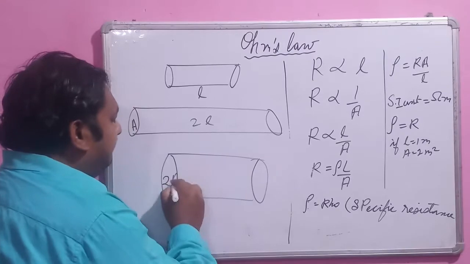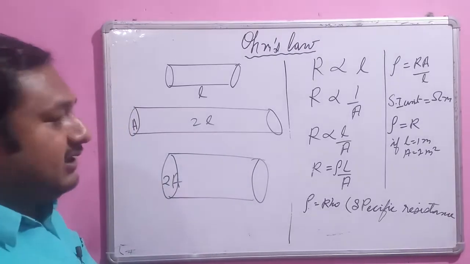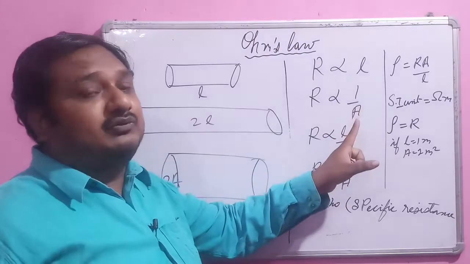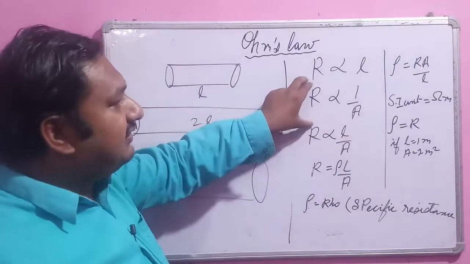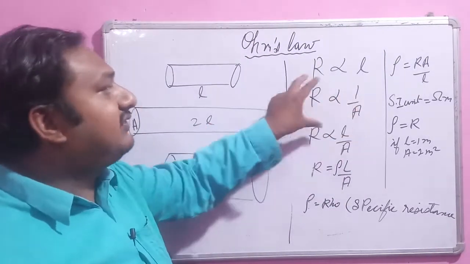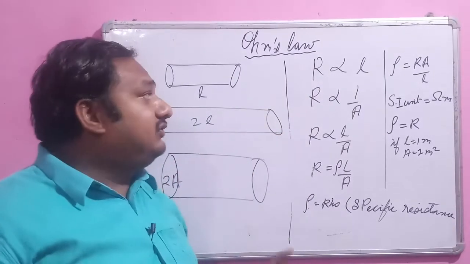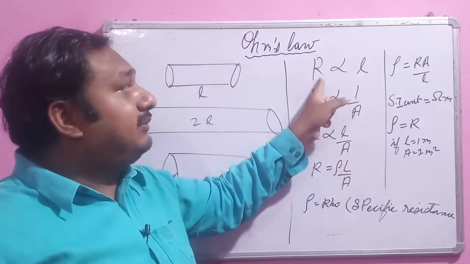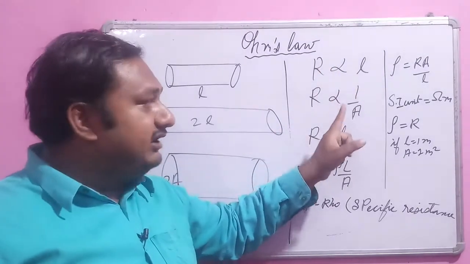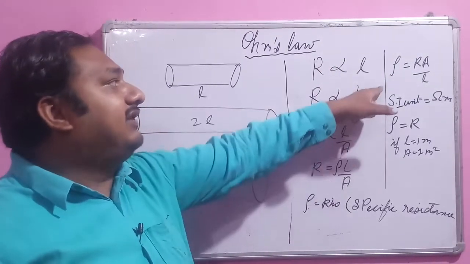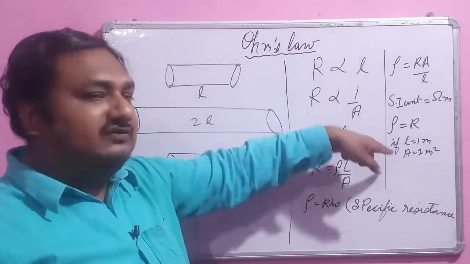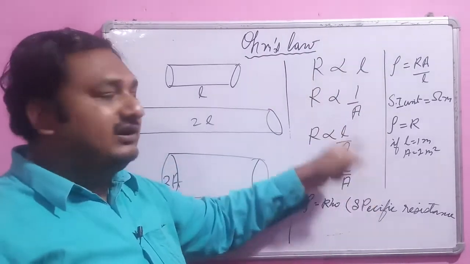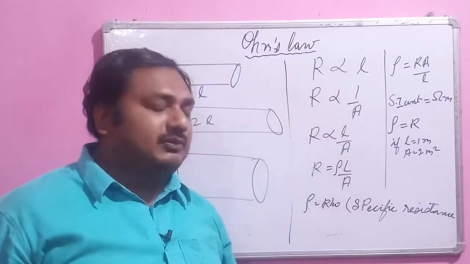compared to the previous wire. Here you can say if area is increased, now area is inversely proportional, which means if area is increased the resistance will decrease, or if area is decreased resistance will increase. So here there are two factors on which the resistance depends: the length, and it is inversely proportional to the area. If length is increased, resistance will increase. If length is decreased, resistance will decrease. If area is increased, resistance decreases. Area decreases, resistance increases, because they are inversely proportional.